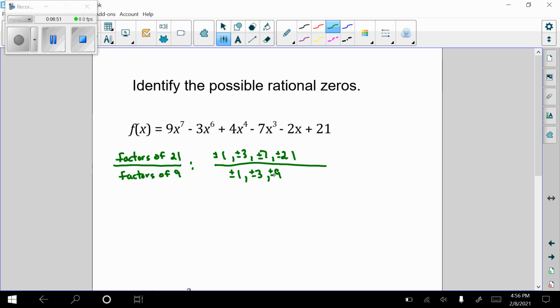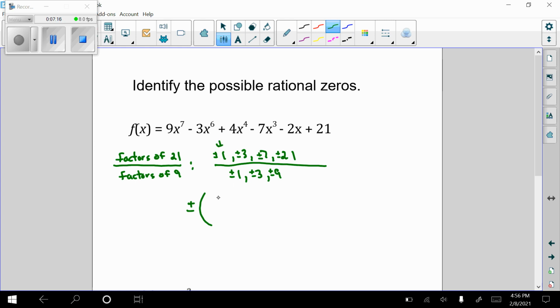In other words, I could take a -1 times a -9 and get a +9, or I could take a +1 times a +9 and get a +9 as well. So then if I break these apart, I'm going to have a pretty comprehensive list. And I just usually start here.